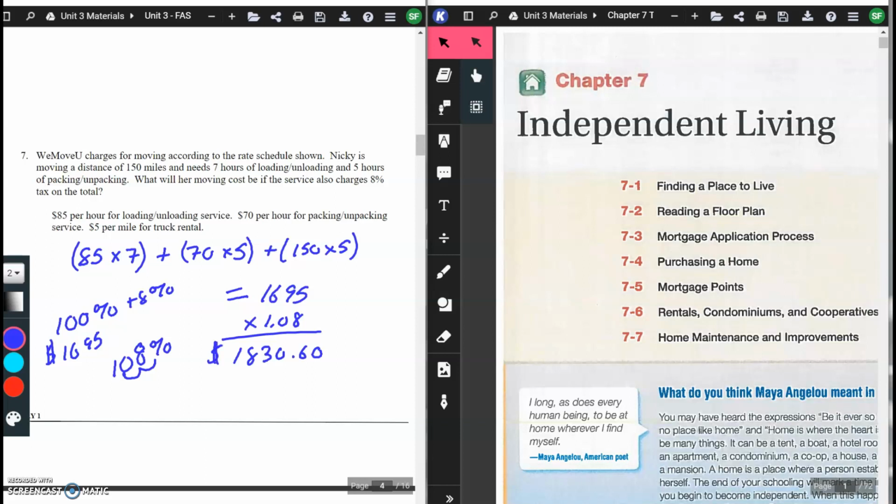You can find out the tax separately by multiplying by 0.08, but then you have to take one more step and add it to the $1695. This way, if you just do 1.08, it's all in one step. So either way is fine by me. I want you to get your final answer at the end. And that is it for section 7.1.